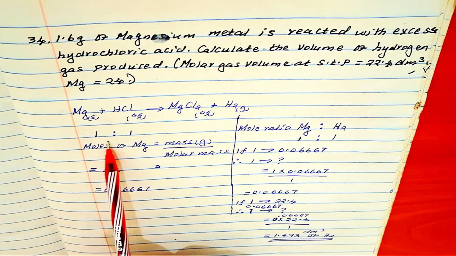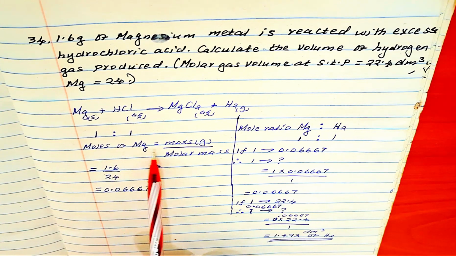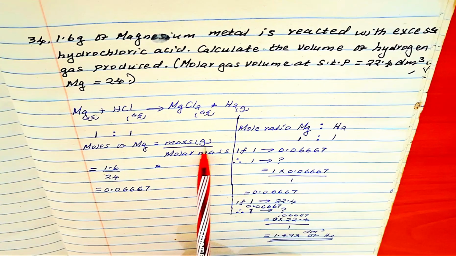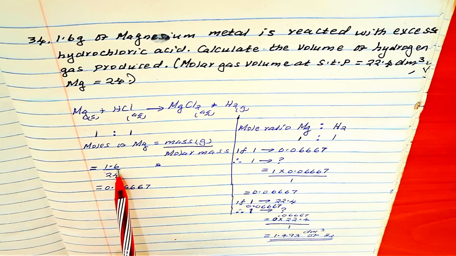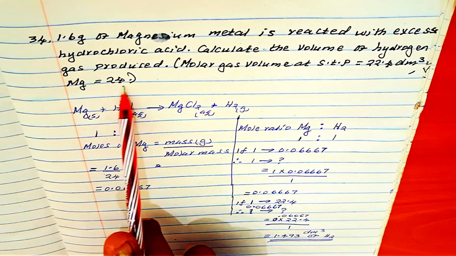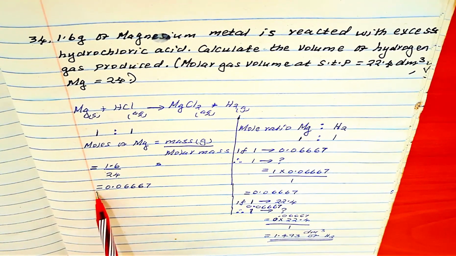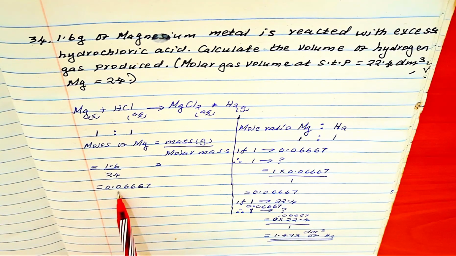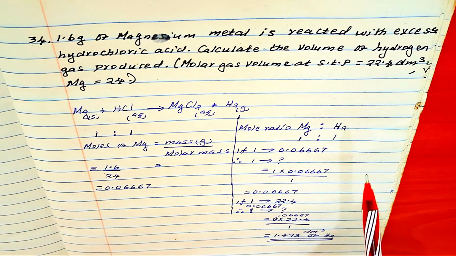So the mole ratio is 1 to 1. How do you get the number of moles of magnesium? The number of moles of magnesium is equal to the mass of magnesium in grams divided by the molar mass. The mass of magnesium is 1.6 and the molar mass of magnesium is 24. So 1.6 is the value that we had here, and this 24 is the value that you have been given here. So mass divided by molar mass. So how many moles of magnesium do we have? 0.06667 moles of magnesium. I've written my answer to 5 decimal places to increase the level of accuracy.